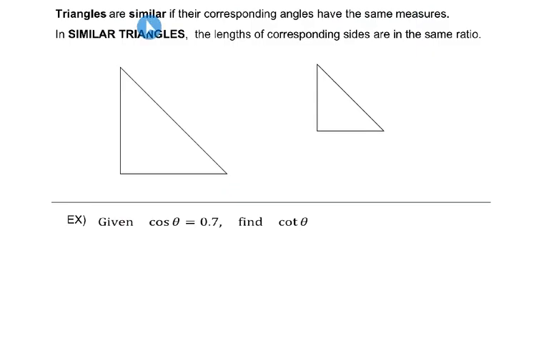Now we're going to talk about similar triangles and how they relate to each other. One thing we know is that if two triangles have corresponding angles which have the same measure, they can be called similar triangles. What that means for us, and how that's useful to us, is that the lengths of the corresponding sides are also in the same ratio.